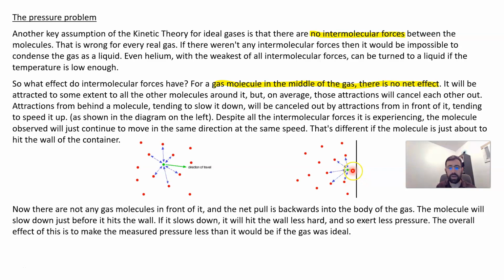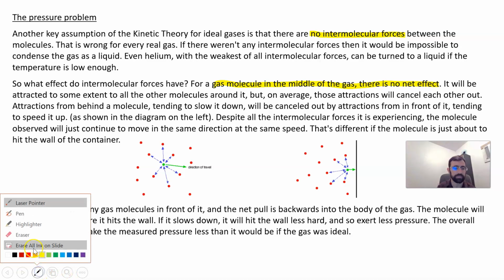But what about this one that's about to hit the wall? Well, now there are not any gas molecules in front of it, and the net attraction is toward where those gas molecules are, which is behind it. The molecule will slow down. It's attracted to the things that are behind it, which causes it to slow down right before it hits the wall. It won't hit the wall as hard, and because of that, it reduces the pressure. So this is a key point.